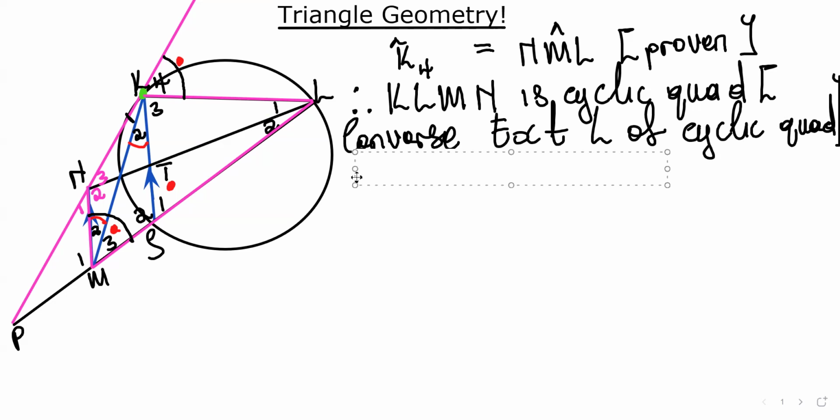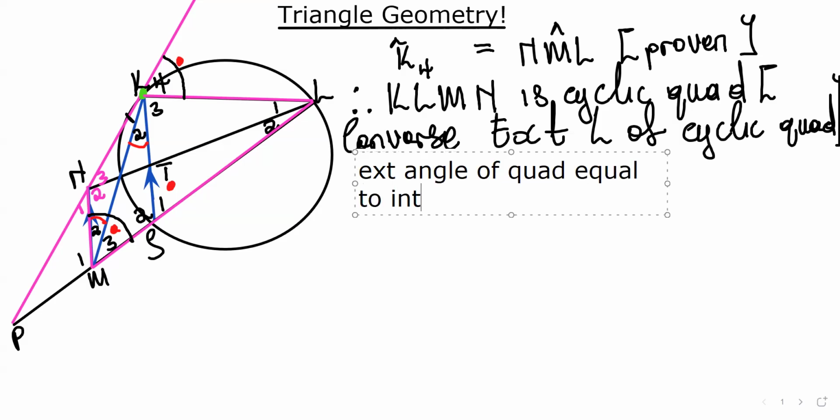Or you can say exterior angle of a quadrilateral is equal to the interior opposite angle. Because that's what the converse is saying. It says, if an exterior angle of a quadrilateral, an ordinary quadrilateral, if that exterior angle is equal to the interior opposite angle, then that quadrilateral is a cyclic quad.